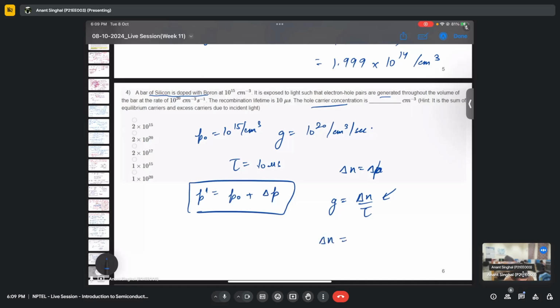First you need to find delta N, which is G times tau, and then just add the 10 raised to 15 with this excess holes. Is it clear what you need to do? Yes, sir. Yeah, just do it quickly and let me know what is the answer.